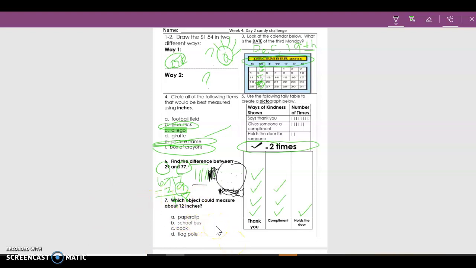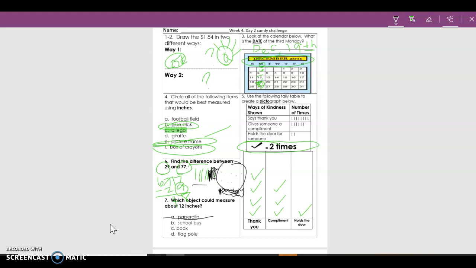And number 7, finally, I'm sorry, that's so messy, by the way. Which object could measure about 12 inches? Well, we know that 12 inches is the same thing as a foot. We've mentioned it. The students might have retained it. You might have to remind them, but tell them that's about how long most rulers seem to be, about a foot. So a paper clip would definitely not be 12 inches.